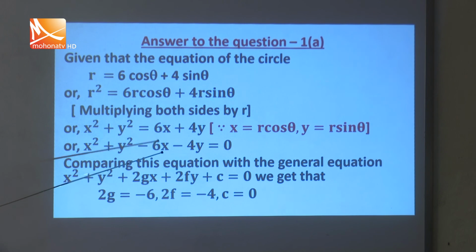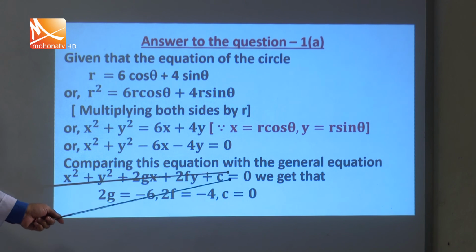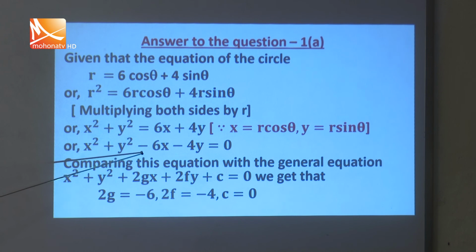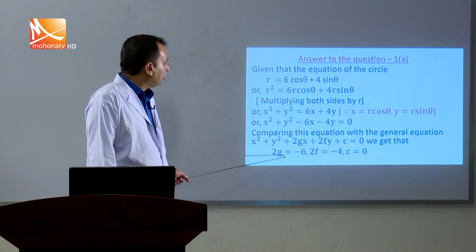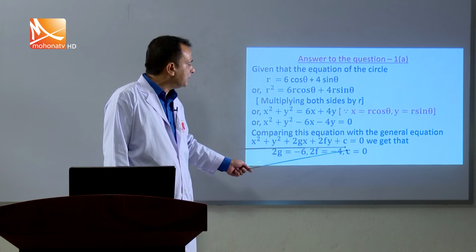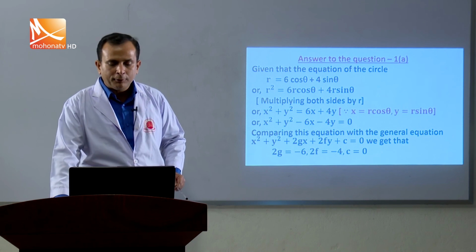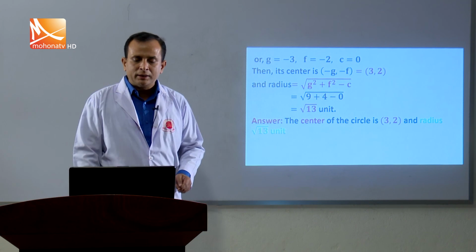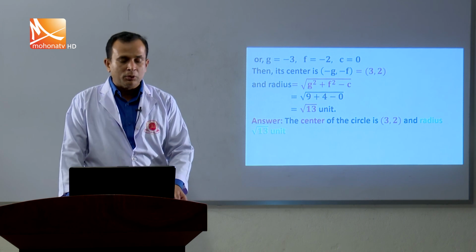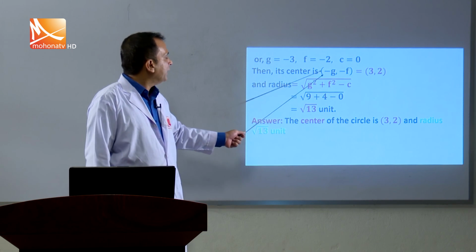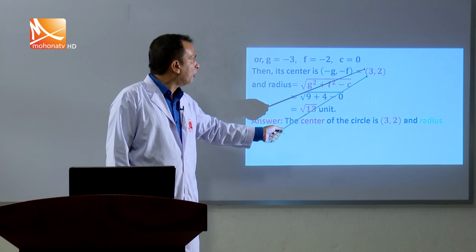Comparing this equation with the general equation x square plus y square plus 2gx plus 2fy plus c equals to 0, we will get 2g equals to minus 6, 2f is equal to minus 4 and c is equal to 0. That is g equals to minus 3, f is equal to minus 2 and c is equal to 0. You just see that we have written like this, g equal to minus 3, f equals to minus 2 and c equals to 0. So its center is minus g comma minus f, that is 3 comma 2.